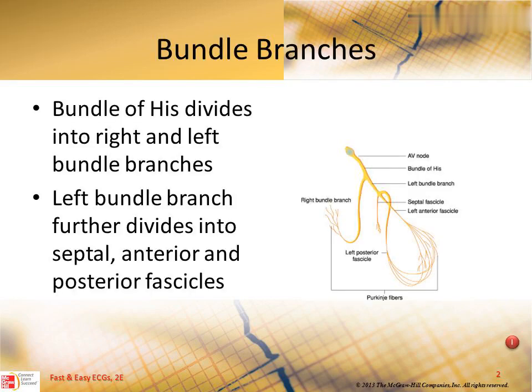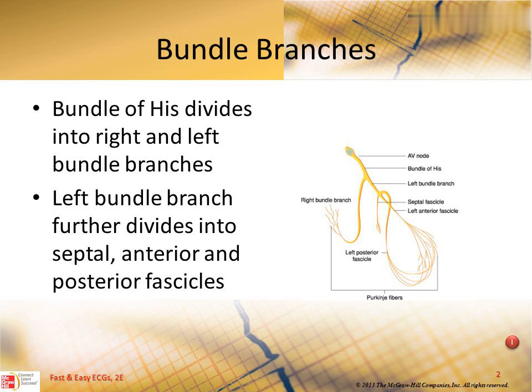Bundle branches. The bundle of His divides into right and left bundle branches. The left bundle branch further divides into septal, anterior and posterior fascicles. Instructional point. The first and smallest fascicle innervates the interventricular septum, and for this reason it is called the septal fascicle. The anterior fascicle carries the impulse to the anterior and superior portion of the left ventricle. The posterior fascicle carries the impulse to the posterior and inferior portion of the left ventricle.